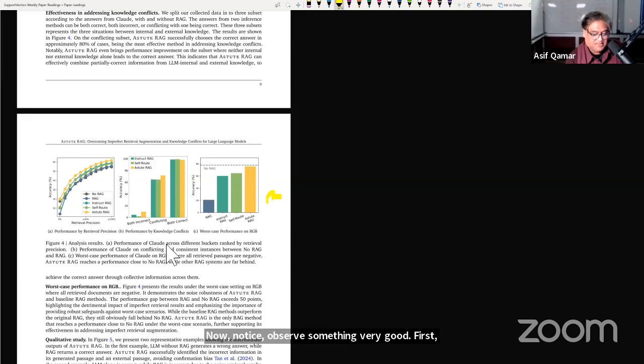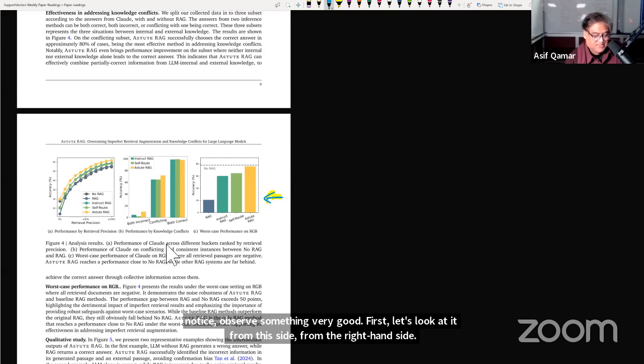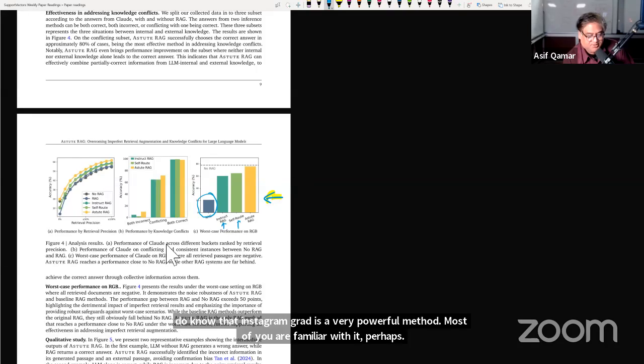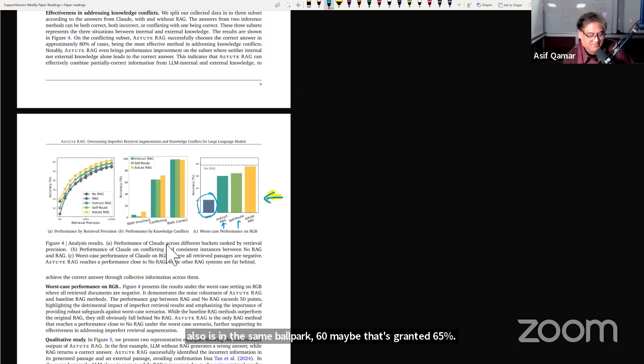First, let's look at it from the right-hand side. Notice the worst case performance on the benchmark. You take those cases in the data set which are really, really hard for RAG methods, such that baseline RAG gets it right only 20% of the time. We do know that Instruct RAG is a very powerful method. Most of you are familiar with it, perhaps. It takes the accuracy from 20% to 60%, which is most impressive. Self-Route also is in the same ballpark, 60, maybe let's grant it 65%. And then you look at Astute RAG, which is just shy of 80%.